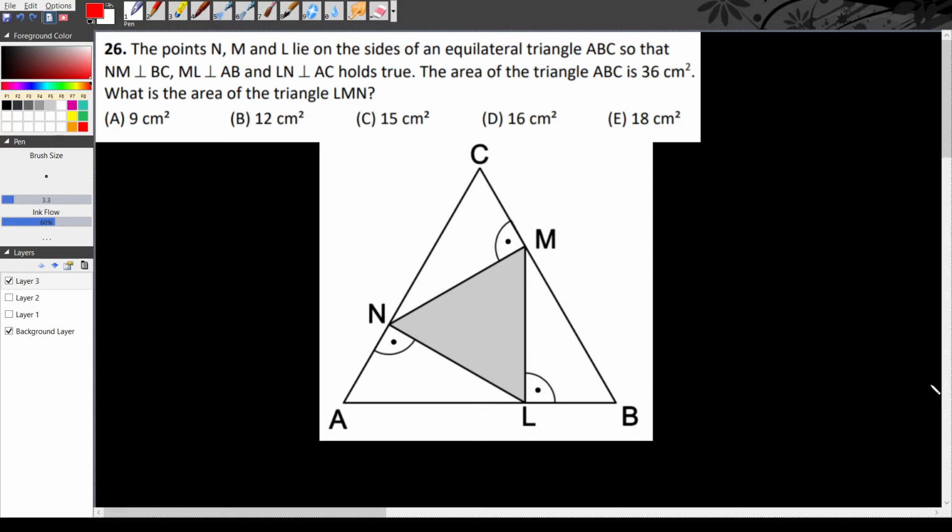Hey everyone, this is problem 26 of the 2018 grade 7 to 8 Math Kangaroo. So pause the video and read the problem to yourself and come back when you're ready.